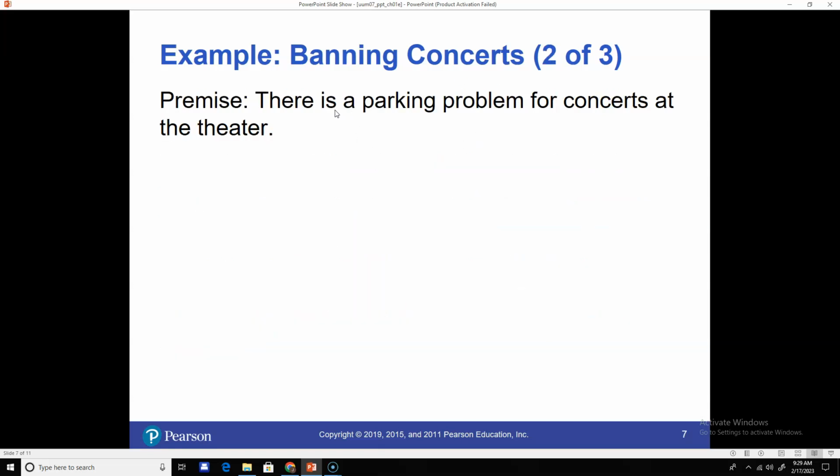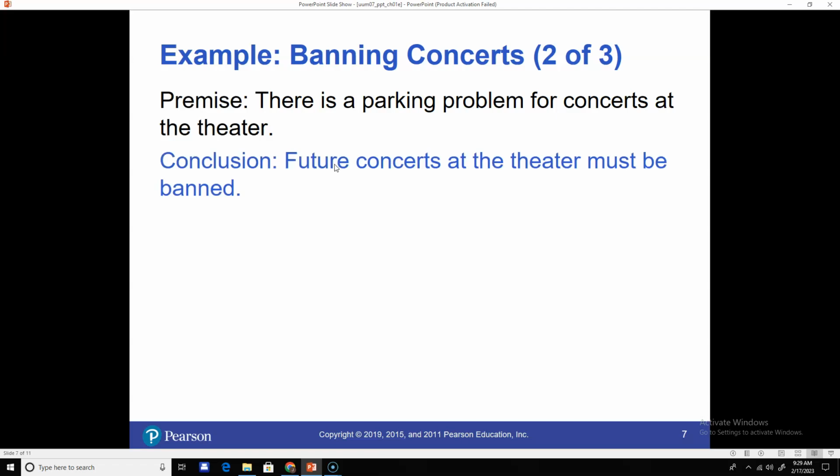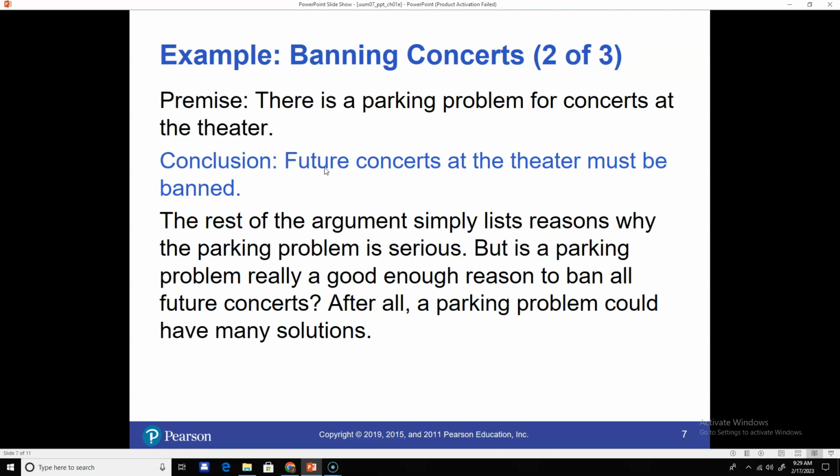So yeah, there's a parking problem for concerts at the theater, sure. And then the conclusion is ban all concerts, and then the problem goes away. So future concerts must be banned. That's the thing on its surface. The rest of the argument lists reasons about how serious the parking problem is, but it actually only did it from one concert.